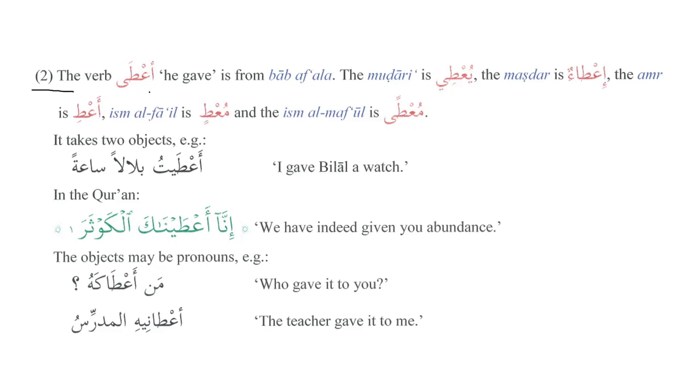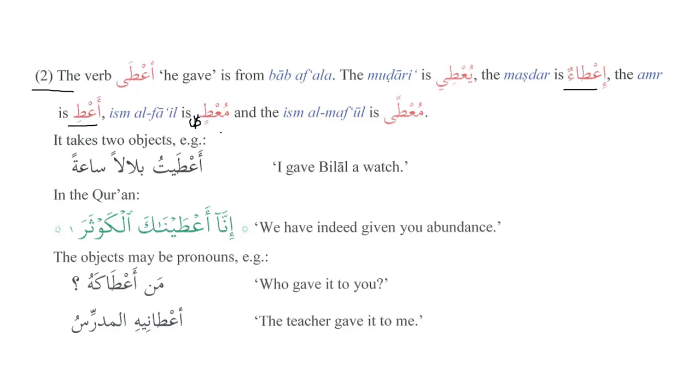The verb a'ta we have discussed already, so a little bit more that we need to know. A'ta, he gave, is from bab af'ala, as we know. The mudari is yu'ti and masdar is i'ta. We have discussed about this. Fi'l al-amr will be a'ti, and ism al-fa'il will be mu'tin. Basically it was mu'ti and there was ya, but we know that this is manqus. So when we have ism al-manqus, then the ya gets dropped.